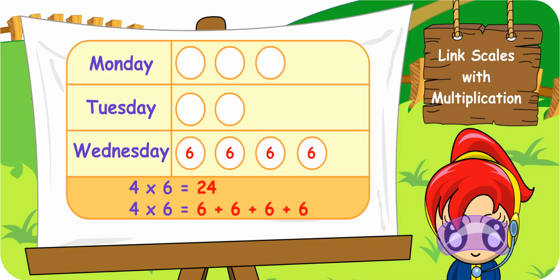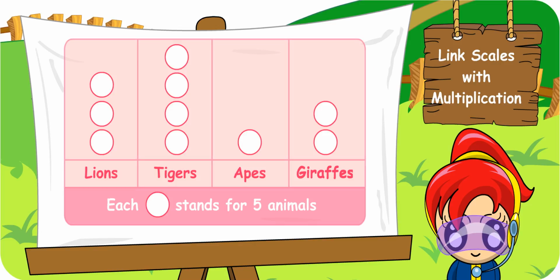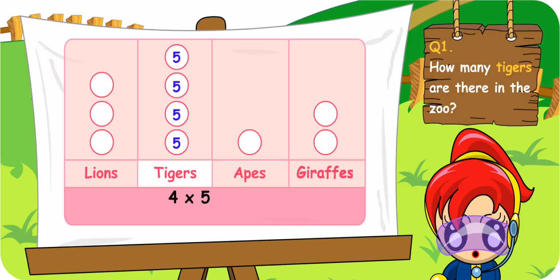Now that you know, try this question using multiplication. Okay. Study this picture graph on the number of animals in the zoo. Tell me, how many tigers are there in the zoo? From the scale, I know that each circle stands for 5 animals, and there are 4 circles for tigers. That means I must take 4 times 5 to get 20. There are 20 tigers in the zoo.